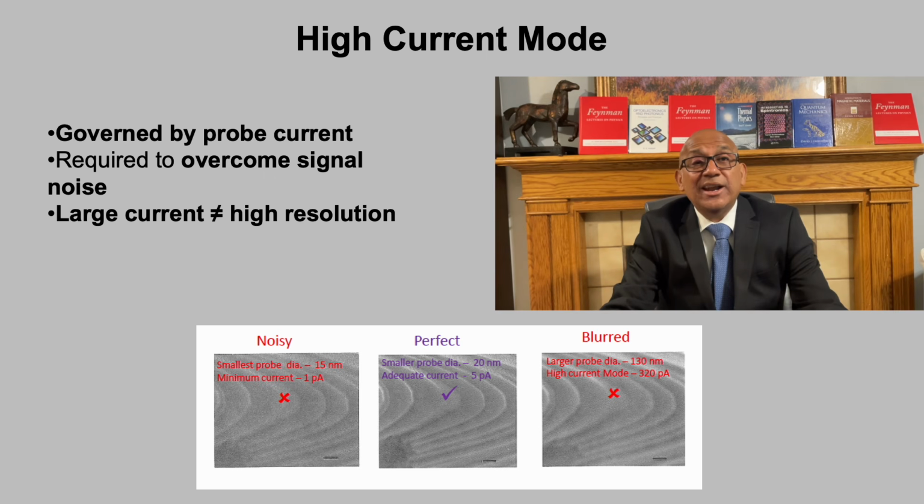However, increasing probe current generally requires a larger probe size. As a result, high current operation does not improve resolution and can in fact reduce it. This highlights an important principle in SEM operation. A strong signal does not automatically imply high spatial resolution. High current mode is therefore best suited for applications where image stability, contrast, or analytical signal strength are more important than resolving the smallest possible features.